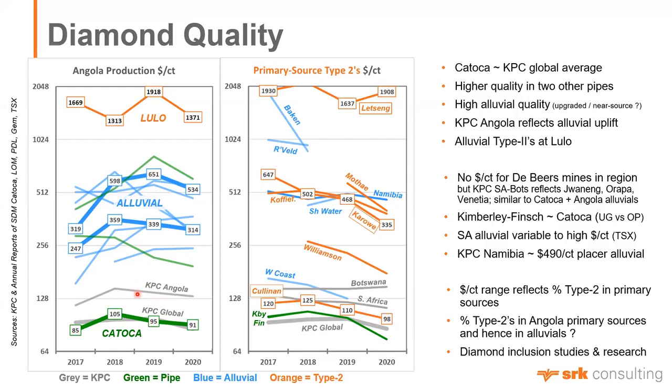And we can do a little bit more diamond inclusion studies and research on the actual productions coming out of Angola to be able to elucidate the proportion of type 2 diamonds that are masquerading as other diamonds in this part of the diagram here. So I won't say anything more about diamond quality, but this is a very useful way of looking at diamond quality from Angola in comparison to the rest of the Southern African region.